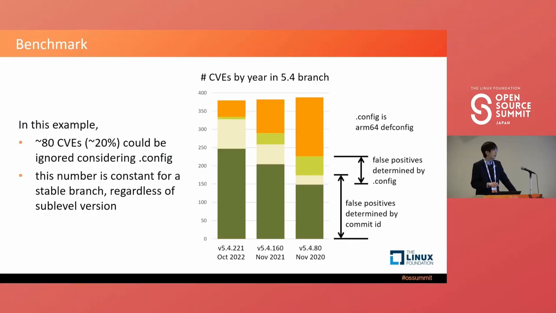What does the color mean in your graph? Yeah. I categorize the CVEs into three categories. One is false positives determined by commit IDs, the second is false positives determined by the config file, and the others. And the yellow area is false positives determined by both methods.